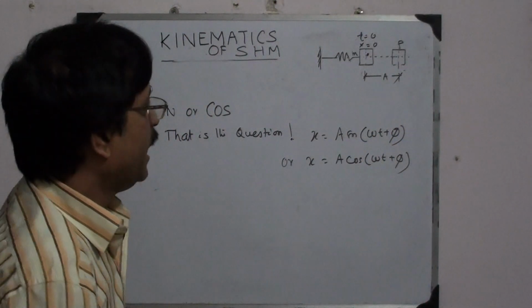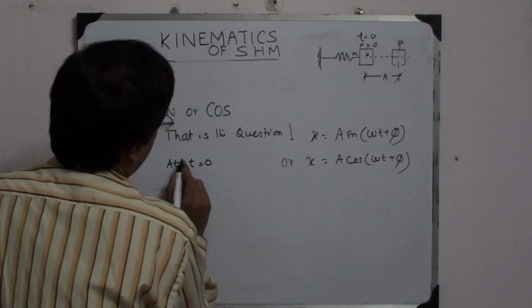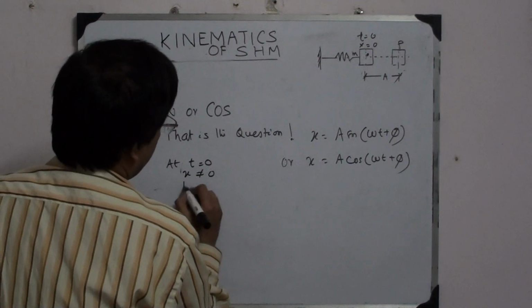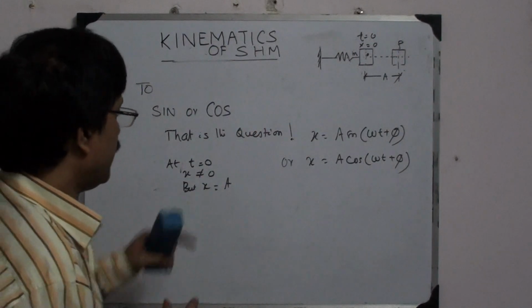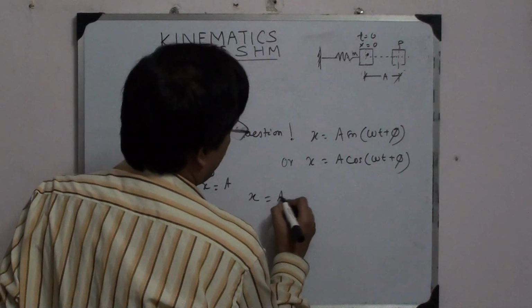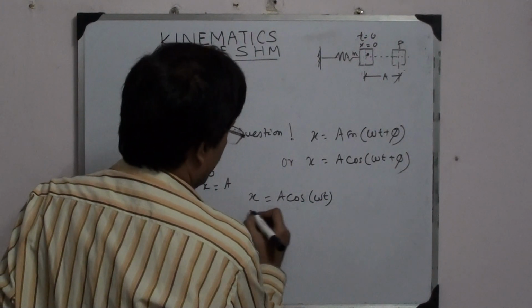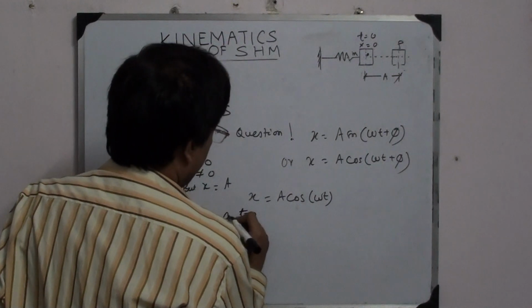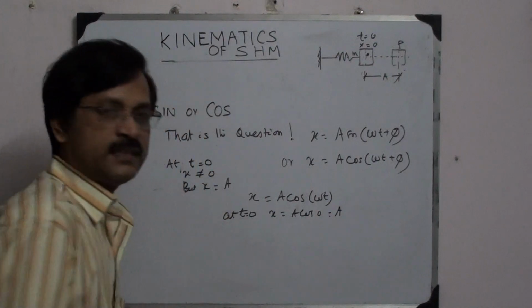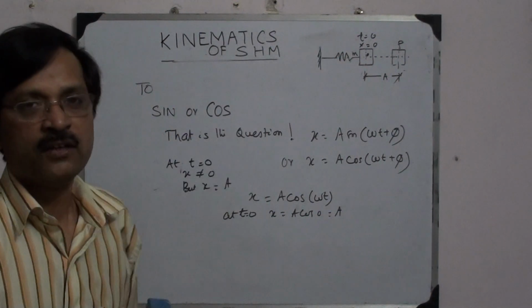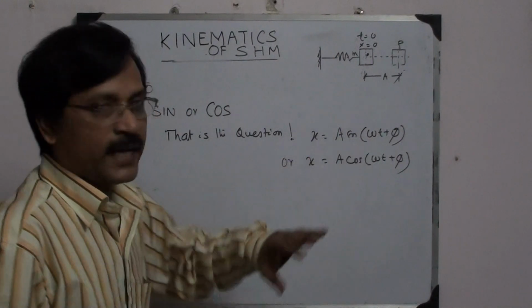In that case, at t is equal to 0, x is not 0, but x is a. This is our initial condition. In that case, you should take the equation x is equal to a cos omega t, because if you put t is equal to 0, x becomes a cos 0, which is a. But this is the difference. Depending on the initial condition, these are the equations of choice. But really, if you take either way, it won't matter.